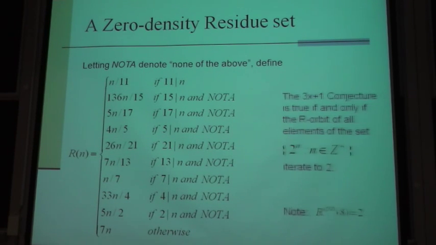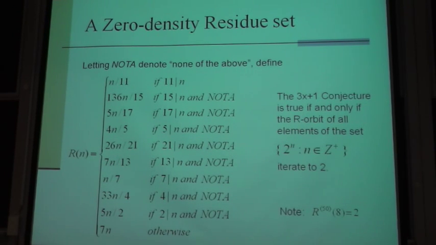But the claim was the 3x plus 1 conjecture is true if and only if the orbits of this function, if you start at any power of 2, iterate to the number 2. And since this set has zero density, this is a zero density result. If I can prove that the R orbit of any power of 2 eventually gets to 2, I would be done, and this set has zero density.